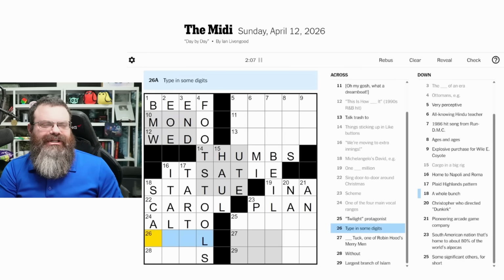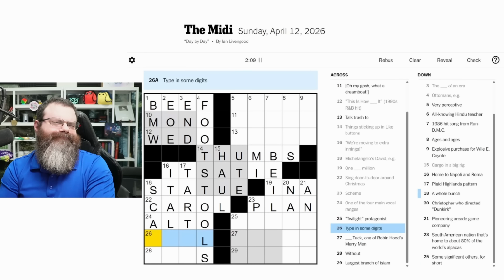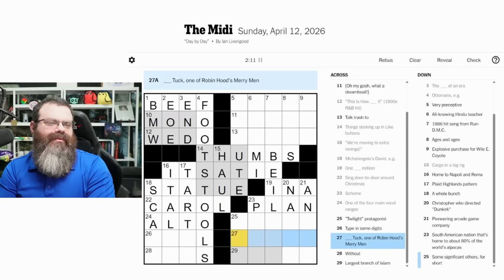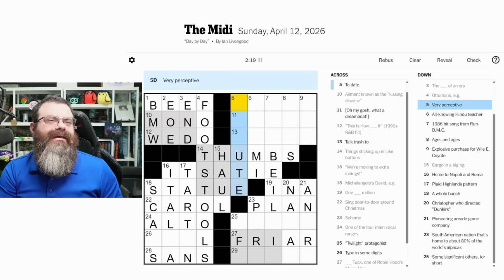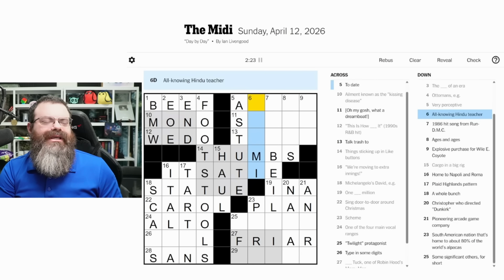Type in some digits. Blank Tuck, one of Robin Hood's Merry Men. Friar Tuck. Without. Sands. Largest branch of Islam. I'm not sure. Very perceptive. Astute. All-knowing Hindu teacher.